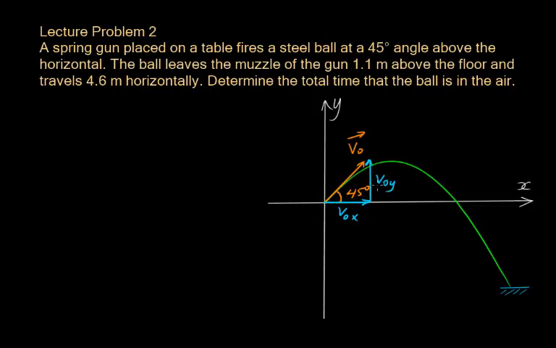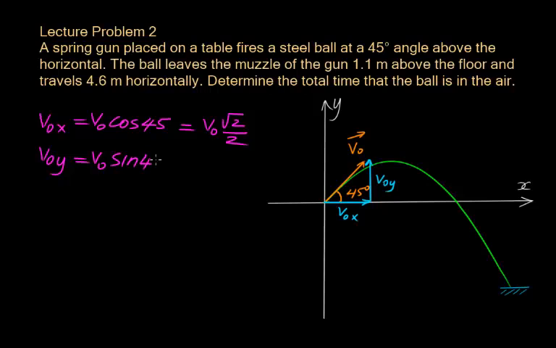The v0x can be obtained using the trigonometry of this right triangle. The v0x equals v0 cosine of the angle 45, and since the cosine of 45 equals square root of 2 over 2, we can write this expression as v0 square root of 2 over 2. In a similar way, we can obtain v0y to equal v0 sine of 45. Again, the sine of 45 also equals square root of 2 over 2, therefore v0y equals v0 square root of 2 over 2.